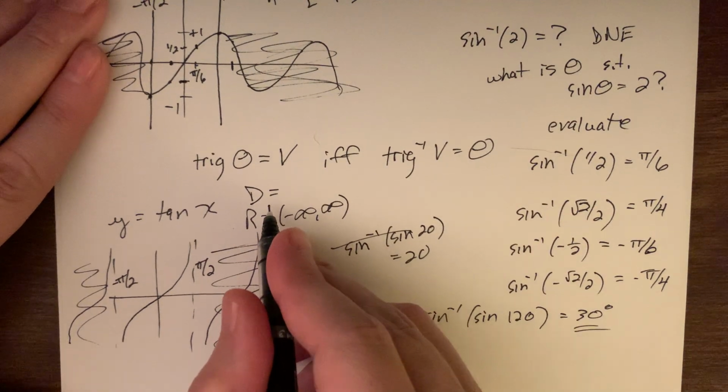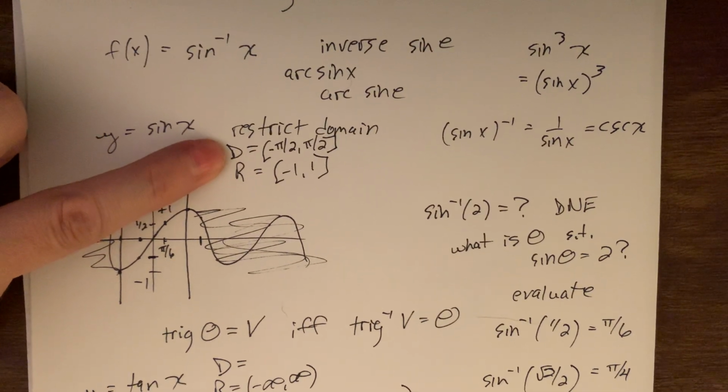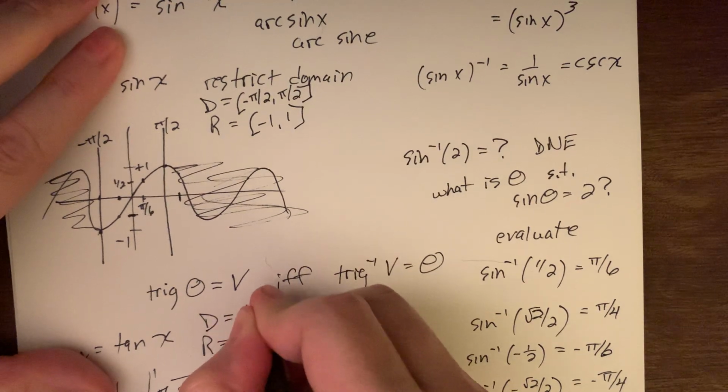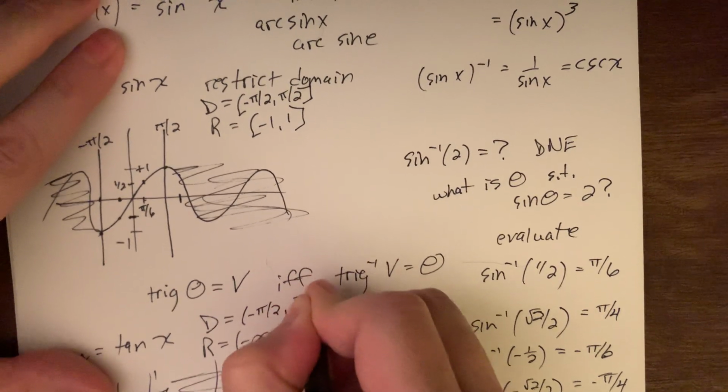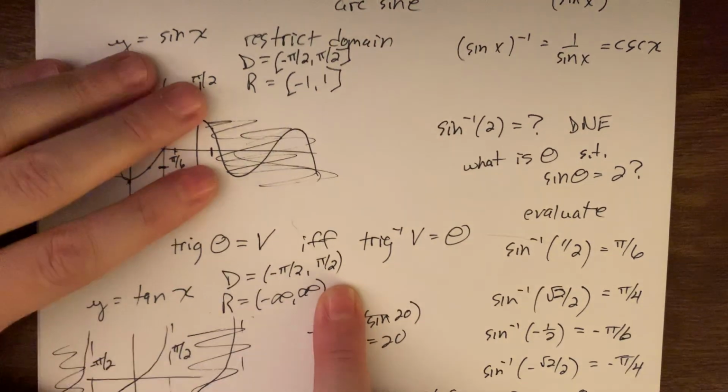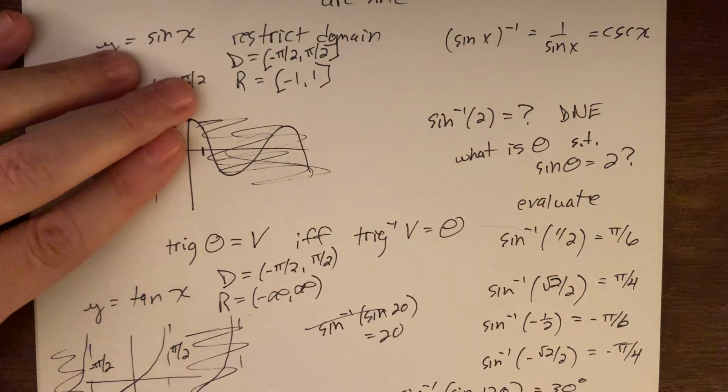So the domain here, the only catch, this is so similar to what we just did up here for sine, the only catch is that these are parentheses. Parentheses negative pi over 2 to positive pi over 2. That's the only catch. So still the same trick.